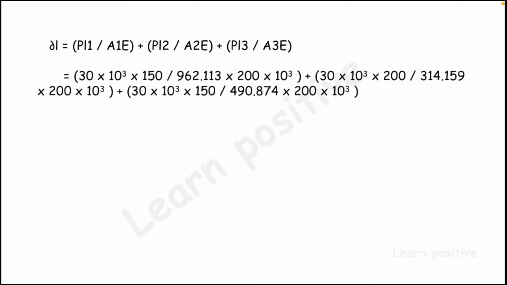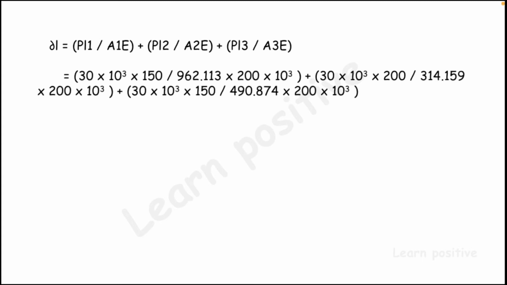Now we can also find this separately. So change in length 1 and change in length 2 and change in length 3 separately, and then we finally sum the 3 of the change in length and we get the total change in length. Now I am going to substitute fully the formula, full formula.